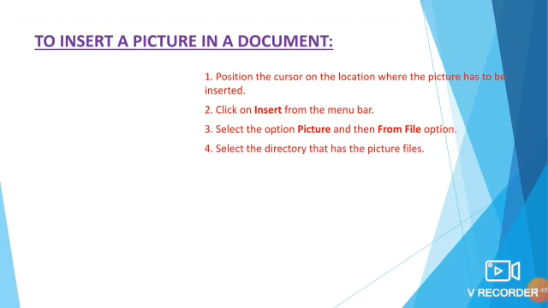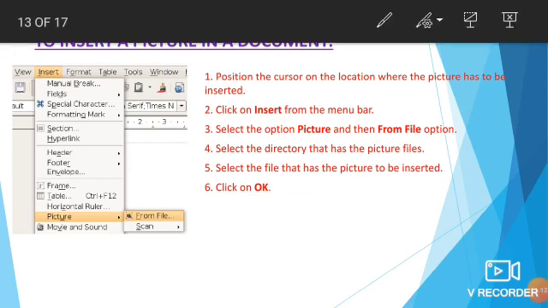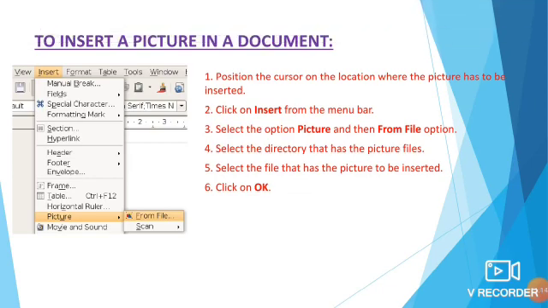If you have it in the computer, you have to go to the option from file. Okay, and it will show the directory which has photos, and select the file that has the picture to be inserted. Okay, and then you have to click on OK, and you can see here. Okay, you have to go to insert, and then from the insert you have to select picture. From the picture you can select the from file option. Okay, by using that you can insert the picture in the document.